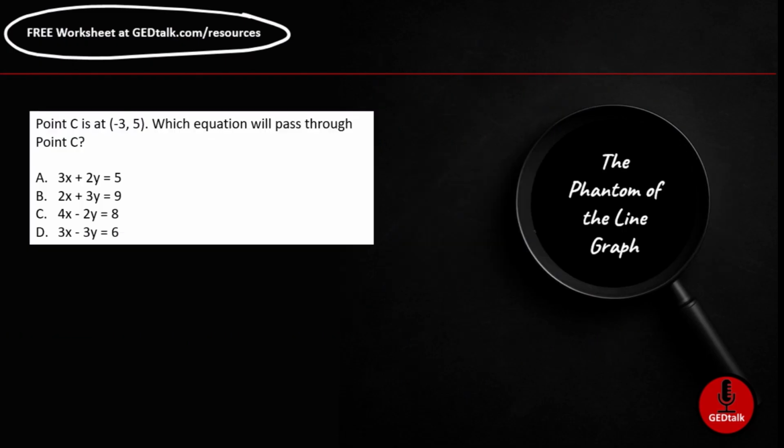Here's another type of problem that you might see on the GED exam. It says point C is at -3, 5. Which equation will pass through point C? Well, we know that point C is at -3, 5. So what do we have? We have an x-axis and we have y as well. And we know that all we need to do is input the -3 as an x and the 5 as a y wherever we see them.